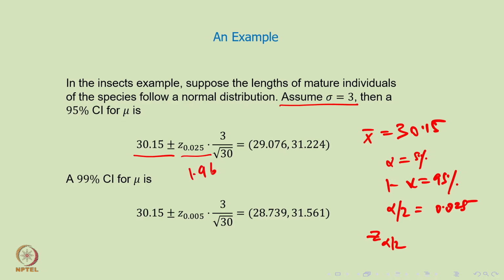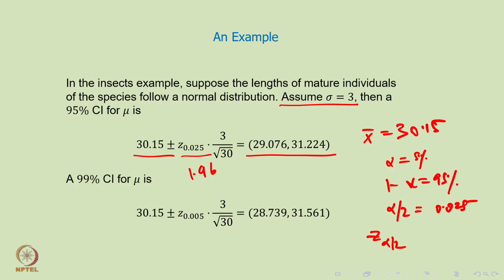Like I said, you have to remember 2-3 quantities here. Whenever you are creating a 95% CI, the appropriate critical value happens to be 1.96. If you are creating a 99% CI or 90% CI, then that number is slightly different. Anyways, ultimately if you find the lower bound and the upper bound, they come out to be 29.076 comma 31.224.